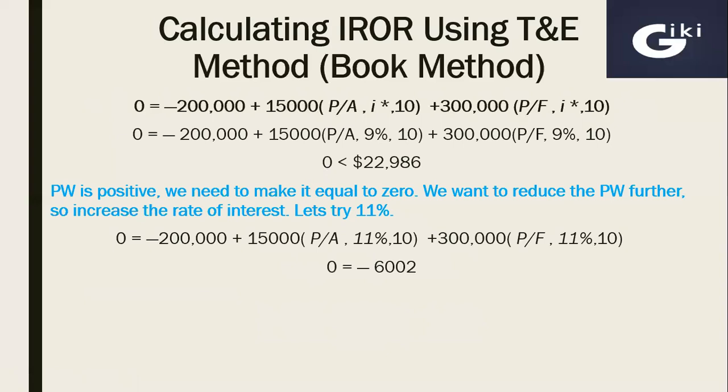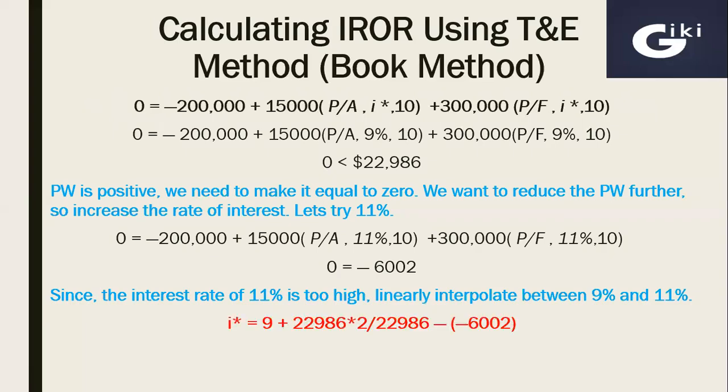So P over A factor for 11% and 10 years and P over F factor for 11% and 10 years with these amounts. So the result will be less than 0, which is minus $6,002. Now we have two present worths and two rate of interests. We can apply the formula.